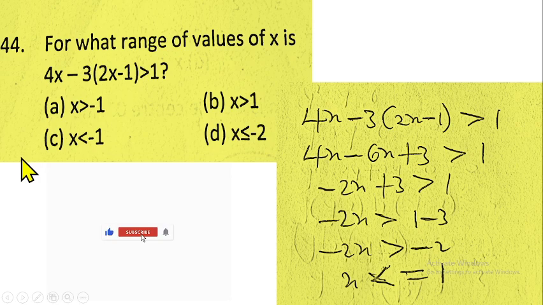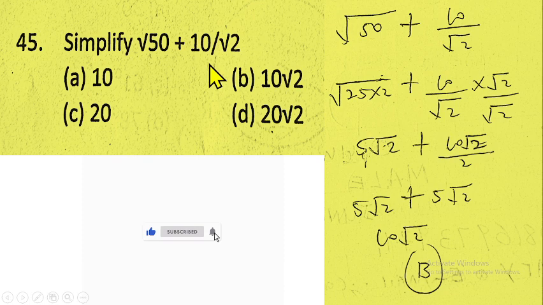Now question number 45 is on surds. We have root 50 plus 10 over root 2. What can we do? We can simplify root 50 to get further. So that should give us 5 root 2. Plus you can rationalize this 10 over root 2 because of the denominator. So we multiply up and down. So this gives us 10 root 2 over root 2 times root 2, which gives us 2. So from there 2 can go into 10, that will leave 5 root 2. So 5 root 2 plus 5 root 2 will give us 10 root 2. And option B is the correct option.